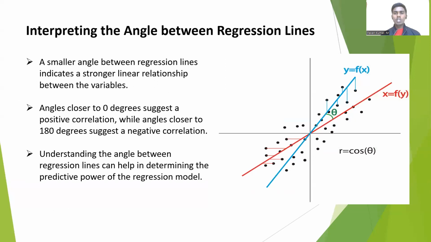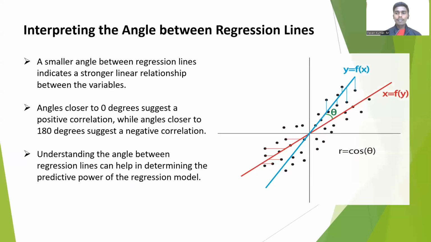Interpreting the angles between regression lines. A smaller angle between regression lines indicates a stronger linear relationship between the variables. Angles closer to 0 degrees suggest a positive correlation, while angles closer to 180 degrees suggest a negative correlation. Understanding the angles between regression lines can help in determining the predictive power of the regression model.